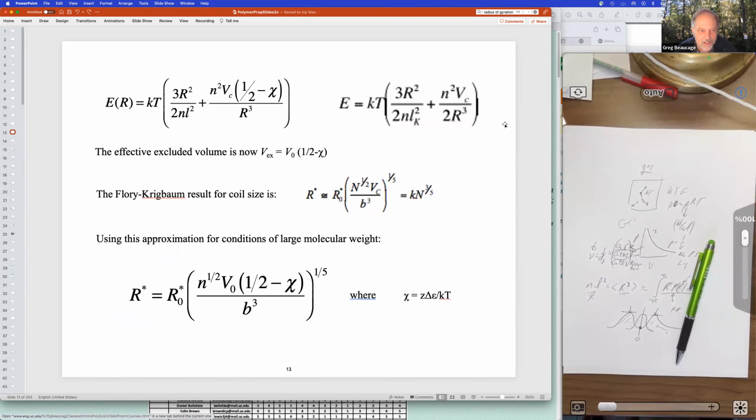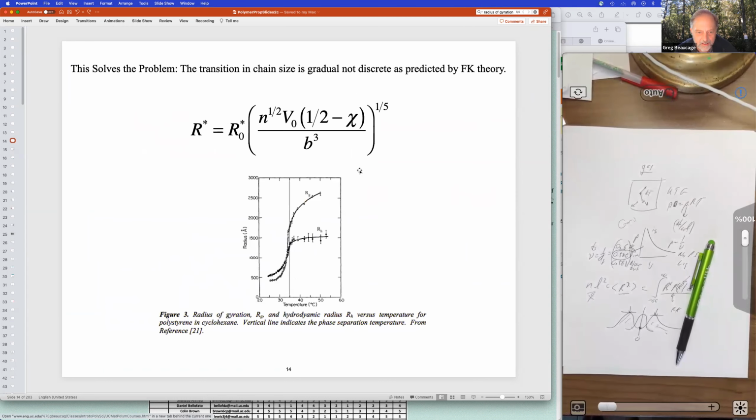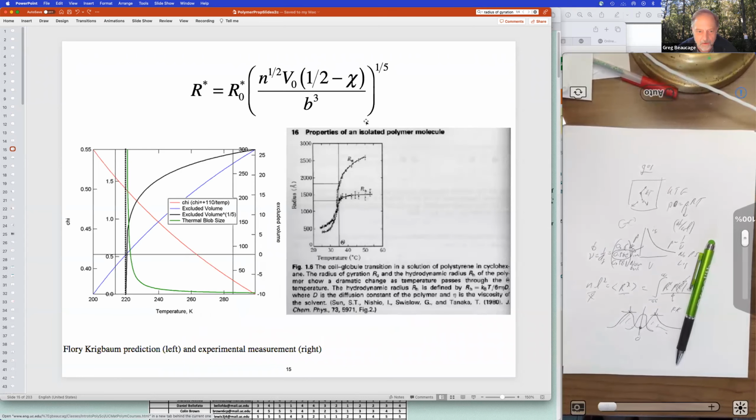And then if you use that, it means the excluded volume is actually the volume times 1/2 minus chi, and we can just plug that into the Flory-Kriegbaum simplified expression for the coil size. We get this expression for the coil size, and that's what these curves are. It matches perfectly with the data. So we have a perfect match, and we have a thermally changing radius of gyration that gradually goes from the theta condition to the expanded coil, right? And that's kind of the Flory-Kriegbaum thing.